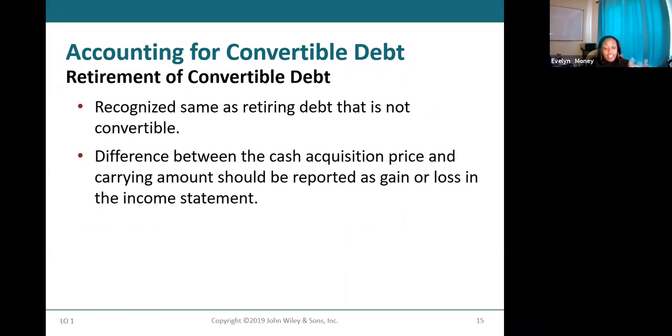Now, what about retirement? So we've seen issuance. That's what we've learned before, nothing new. We've seen conversion using the book value method. No gain or loss, take off the debt, put on the equity. Now let's deal with retirement. And with retirement, it's the same. I don't really have to do anything different. This is where I am going to see a gain or loss. If the debt gets retired before it's converted into stock, then I record that entry the same way I would as if it were not convertible debt at all. So issuance, retirement, the same. The only thing I have to worry about is conversion when it comes to convertible debt.